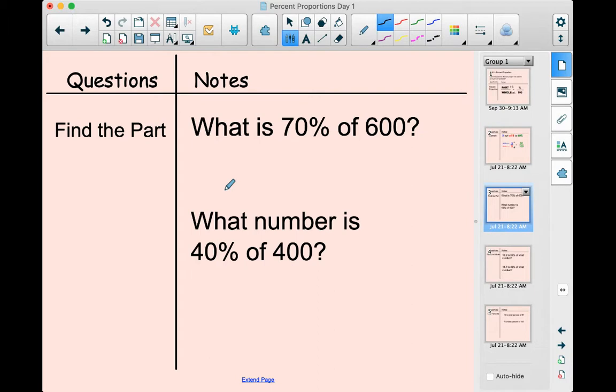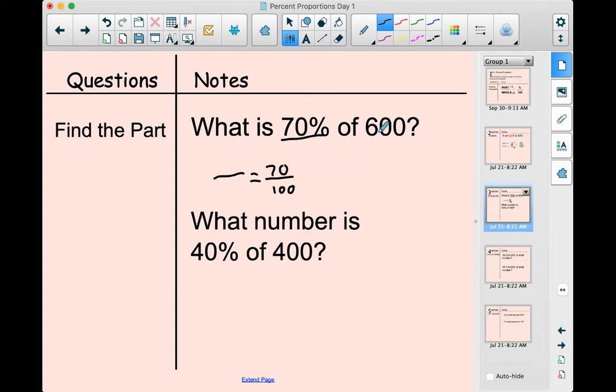All right, so let's try a couple. So we're going to set up our proportion. The 100 is always here. Percent means out of 100. So no matter what we're doing with our percent problem, this number here is going to be 100. The number above it is going to be the percent. In this case, the percent is 70. The other number we're given is 600.